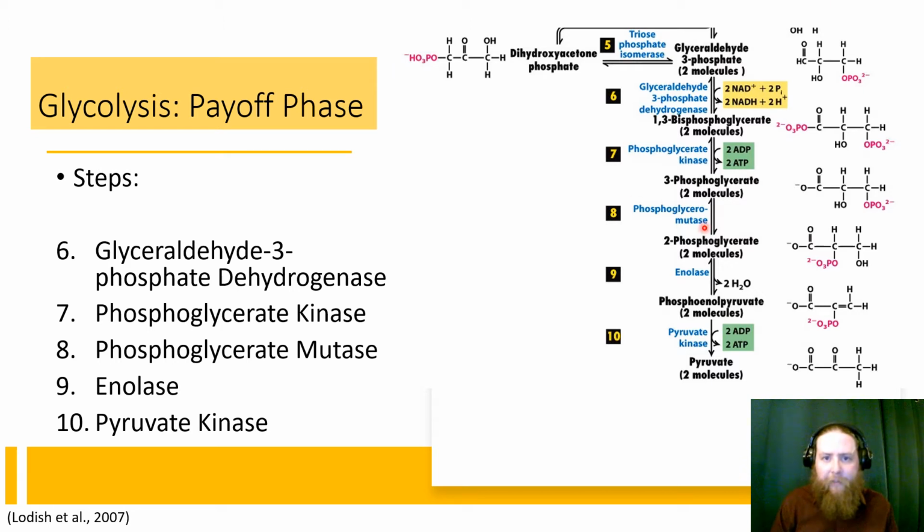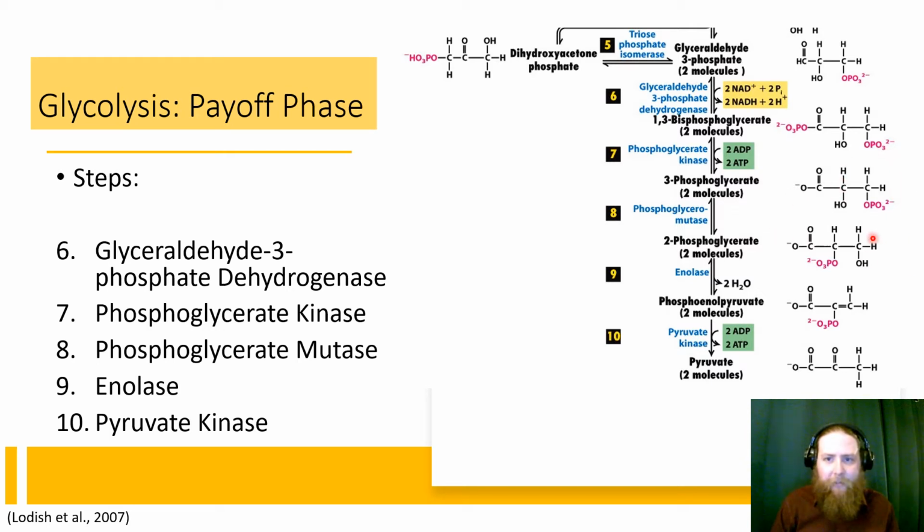So after this step, we have currently, at the beginning in the preparatory phase, invested 2 ATP, and we just got 2 ATP back. So right now we're at a net of 0 ATP. We haven't gotten any huge rewards back, but so far we've broken even. However, we're going to continue on because we still have this high energy phosphate group attached here.